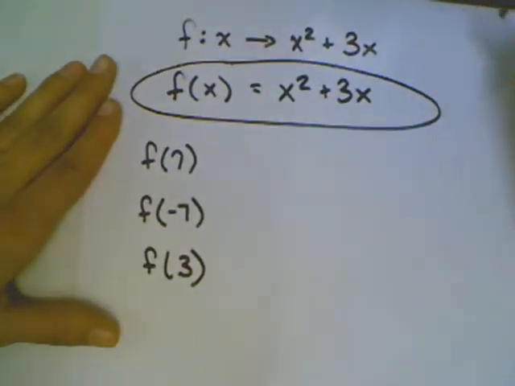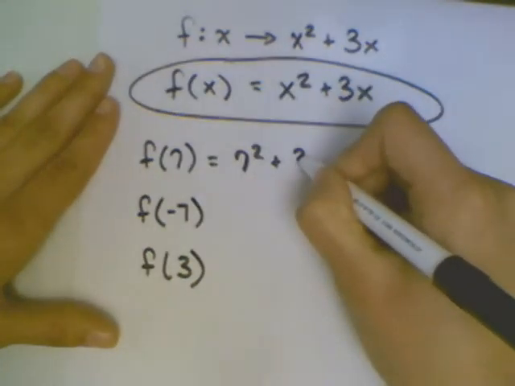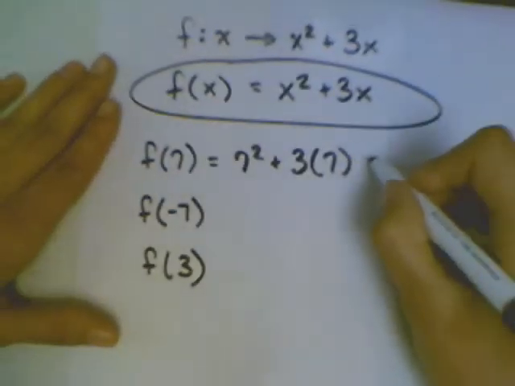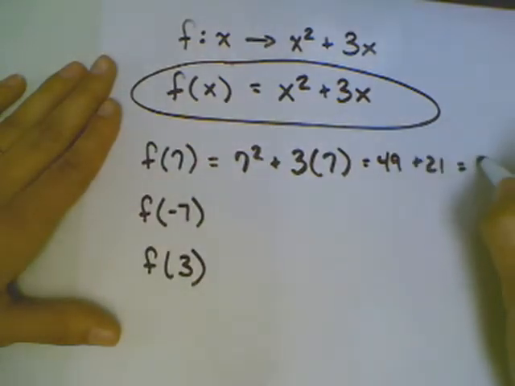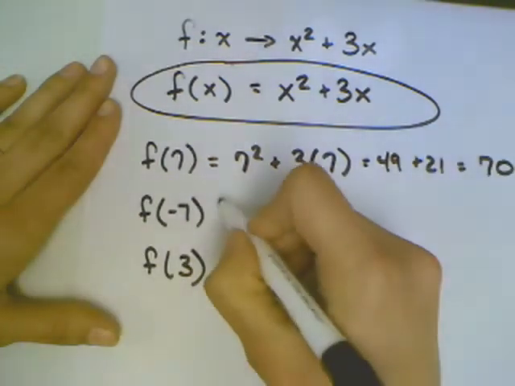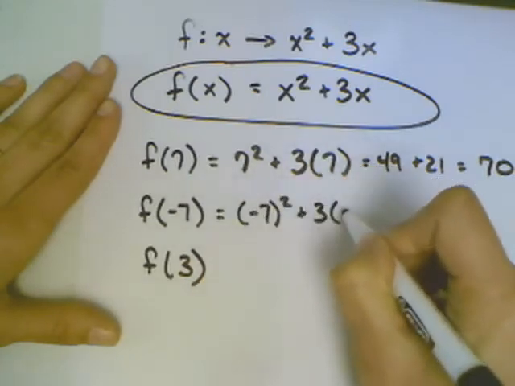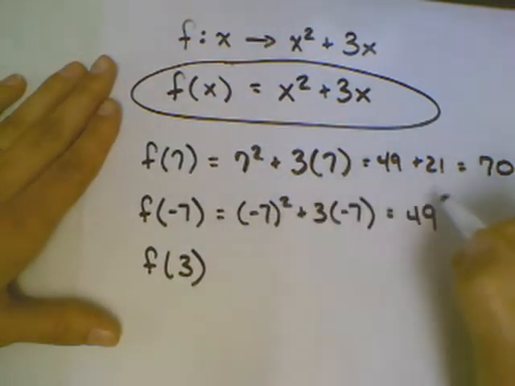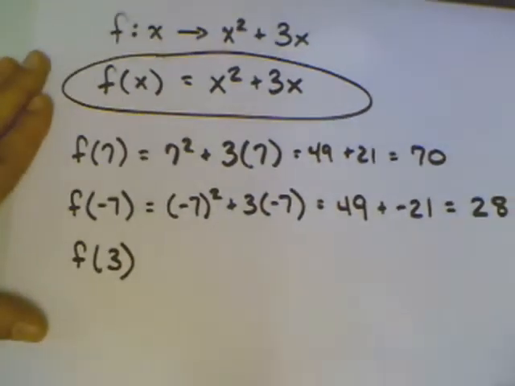I don't know why your book likes to write it this way. Anyway, if I want to find f of 7, that means my input is 7. Since there are two x's up here, I need to input 7 in both spots. So this is 49 plus 21. So this is 70. F of 7 is 70. For -7, I need to be careful when I plug in -7 into a square, because -7 squared is 49, not -49. Plus -21 is going to be 28. So f of -7 is 28.